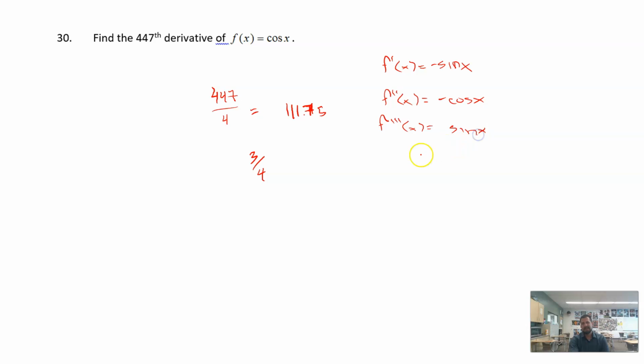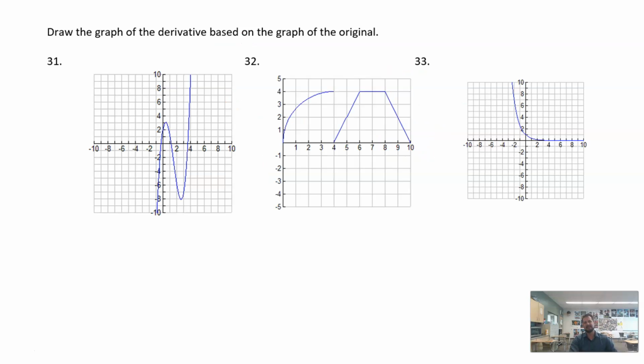Now again, you really could do all 447 derivatives if you wanted to, but this 111.75 is telling me I cycled through completely 111 times, because if I took the fourth derivative, I would be right back at the cosine of x. So I've cycled through 111 times completely, got back to the cosine of x, then I'm 3/4 of the way through, which means my derivative is the sine of x. And that one actually will not be on the test, I don't believe. If I did, just divide it by 4, find out what the remainder is, and that'll tell you what the 447th derivative of cosine of x is.